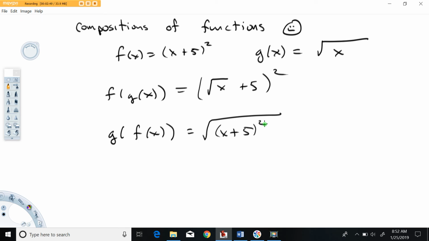So that's the idea behind composition of functions. That's probably enough in this realm here. I hope that this video helps demonstrate these concepts.